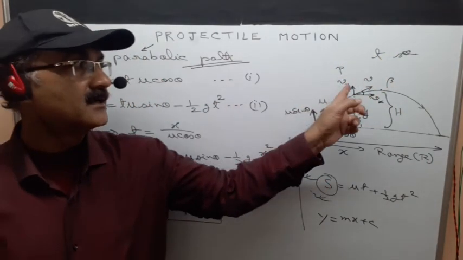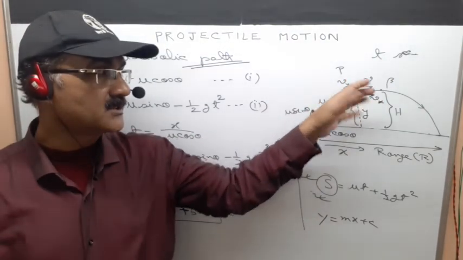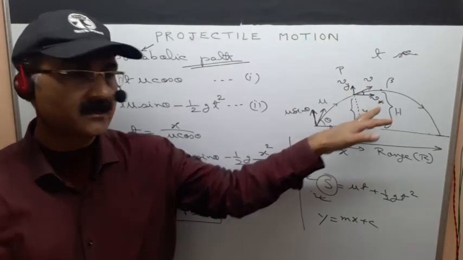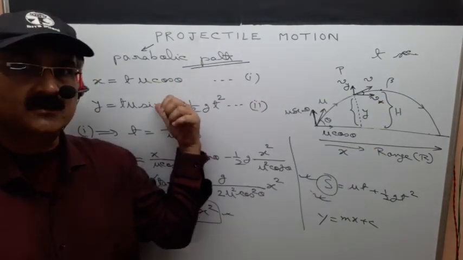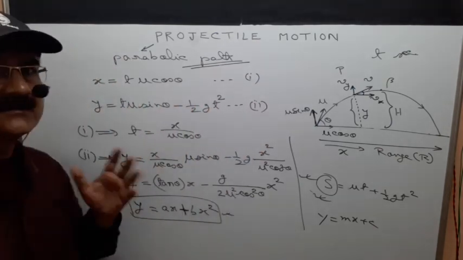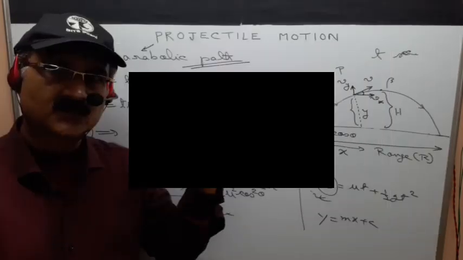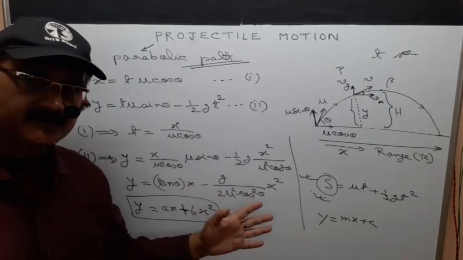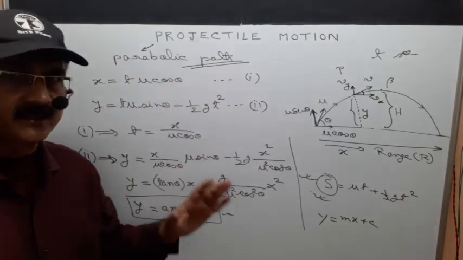That we'll take an arbitrary point after time t. We'll say its coordinates are x and y. For x, we'll get this equation. For y, we'll get this equation. Then I will remove t. Done. Clear? So note all this down. Then, if needed, watch the video again.